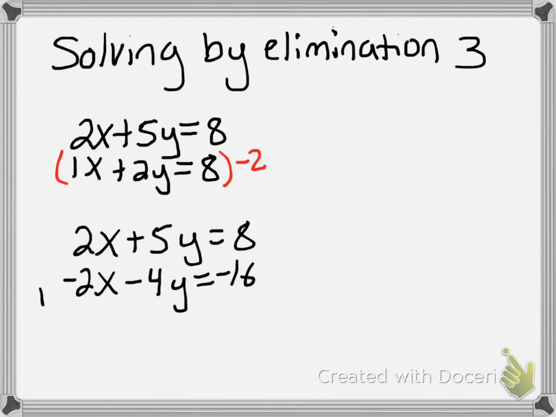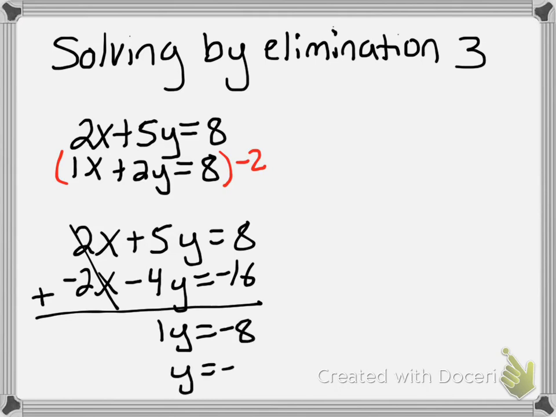So now I can go ahead and add these down. My x's cancel, so I get 1y, or just y, and 8 plus -16 is -8. So that means my y is equal to -8. So there's one of my variables.